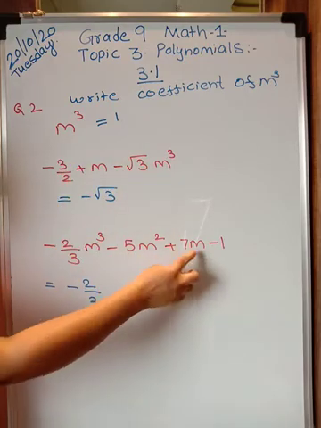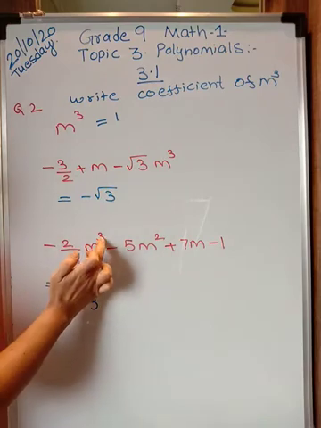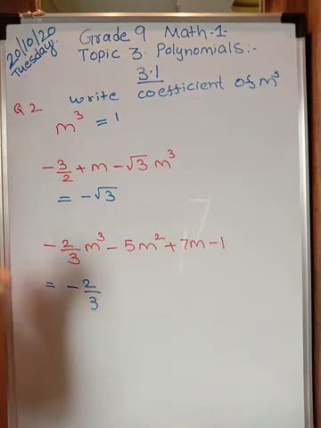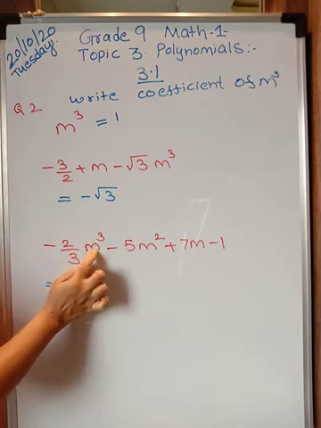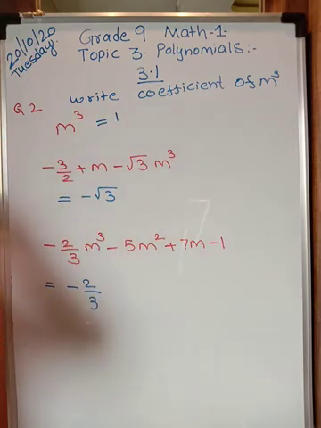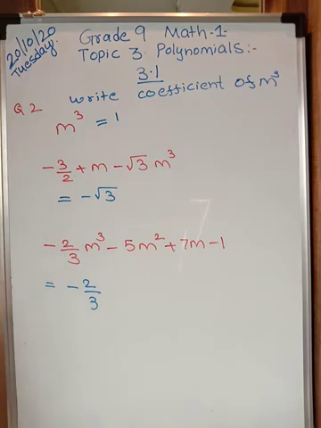Now here this is m square m. We want the coefficient of m cube. So here it is minus 2 upon 3. Okay. So the term which is in multiplication with the given variable, you may say, that is nothing but the coefficient. Isn't it easy? So we'll stop here.